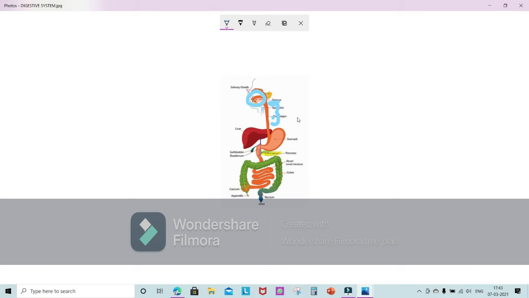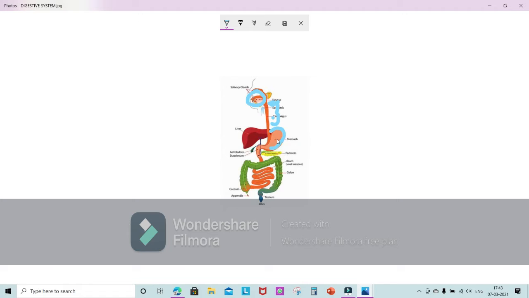There's ESO, PHEGUS, or OESO. So you can mention either one. Now the food enters into the stomach. And while explaining about the esophagus, you should write about the peristaltic movement as well. The rhythmic movement of the esophagus to push down the food is called peristaltic movement.